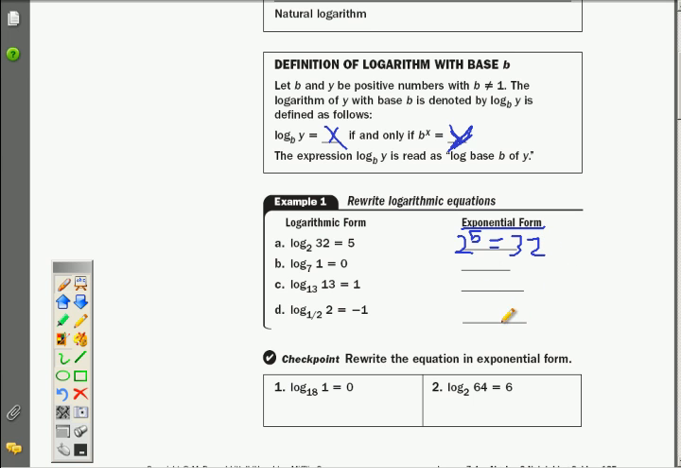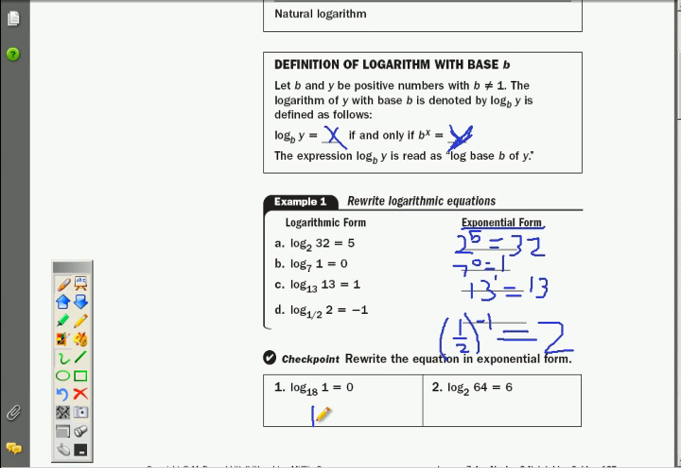Okay, and the log base 7 of 1 is 0. That's 7 to the 0. Anytime a log equals 0, the answer in here has to be 1. 7 to the 0 or 10 to the 0, whatever to the 0, that's going to have to be 1. And 13 to the 1st power equals 13, and that makes sense to all of us. And 1/2 to the negative 1 power. Now remember, if you have something to a negative exponent, it just flips it upside down. So 1/2 flipped upside down would be 2. And that's how you would rewrite those in exponential form.